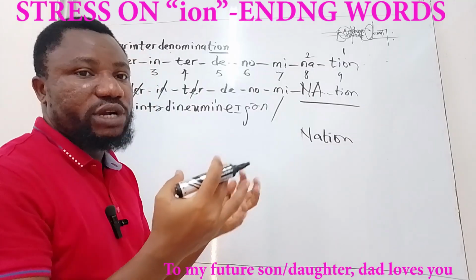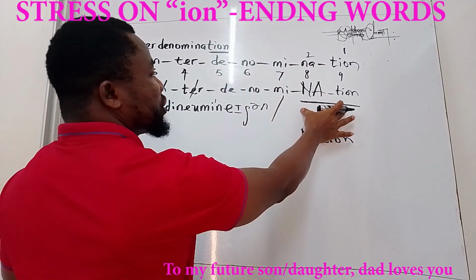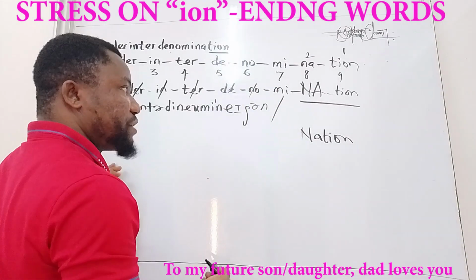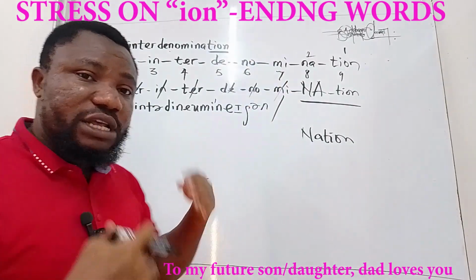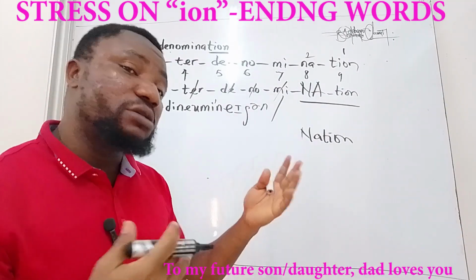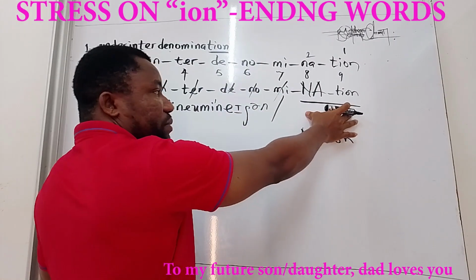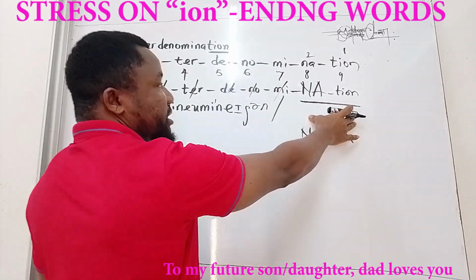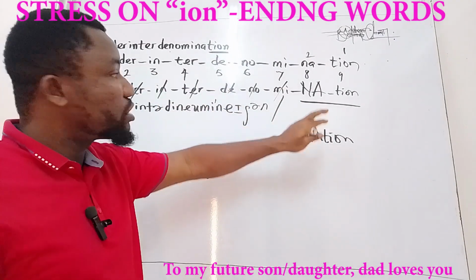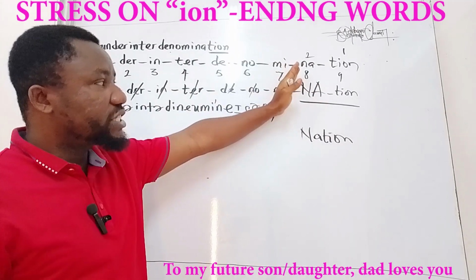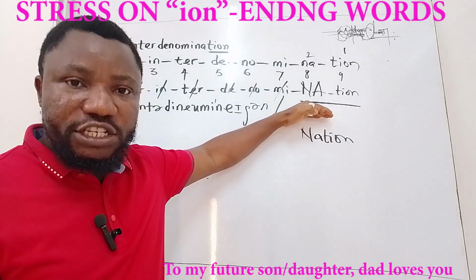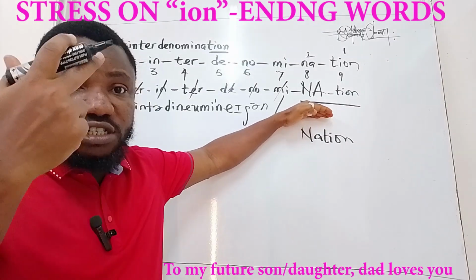Nation is a primary word. Nation is a meaningful word. It's the core of the word. So if nation is a primary word, then de is a prefix, no is a prefix, mi is a prefix. Remember, prefixes are groups of letters that you add to a word at the beginning, to change the word class or the meaning of the word. If nation is the primary word in this case, then all of these prefixes, all of these syllables, are distractions to the determination of stress. So this is going to be the main word, the root word, nation. And in the case of nation, we have two syllables.